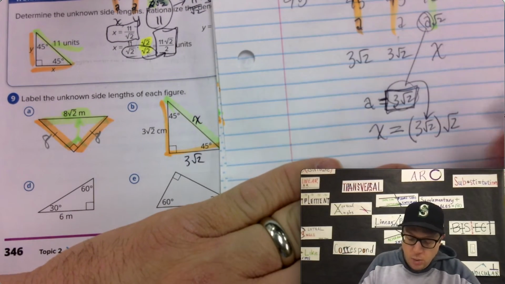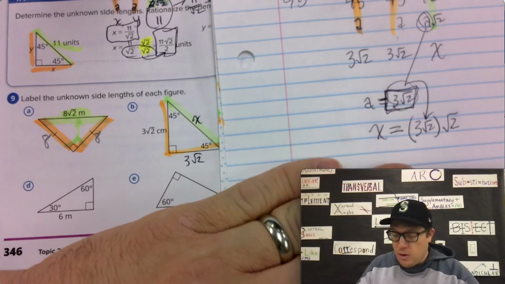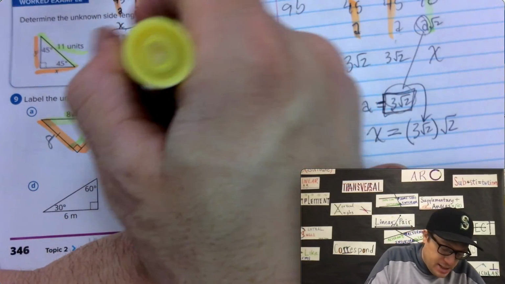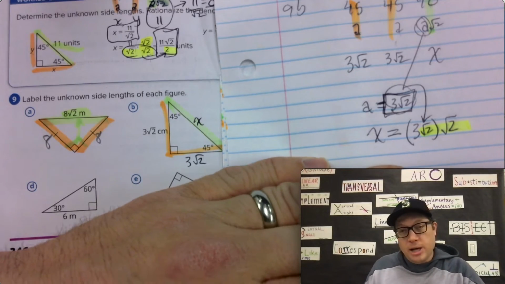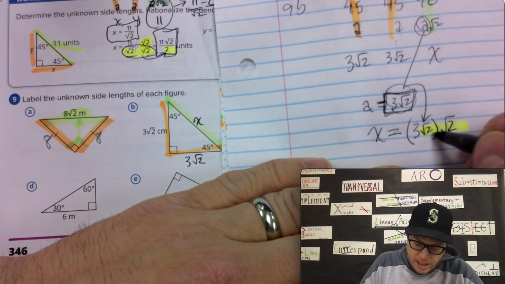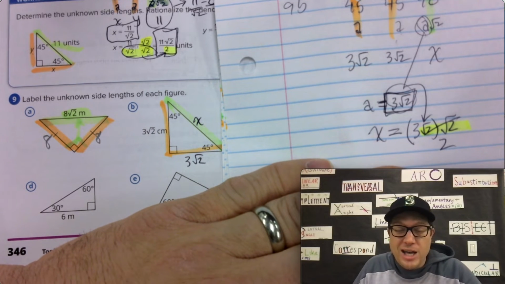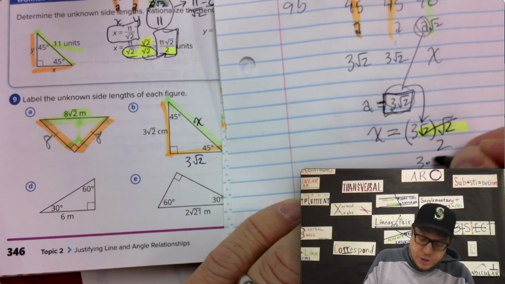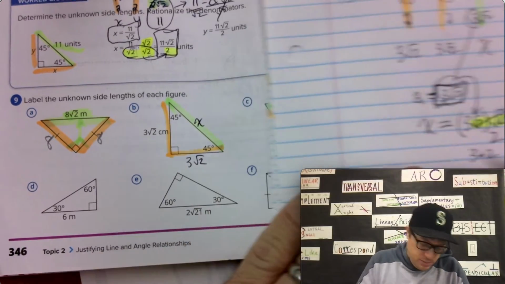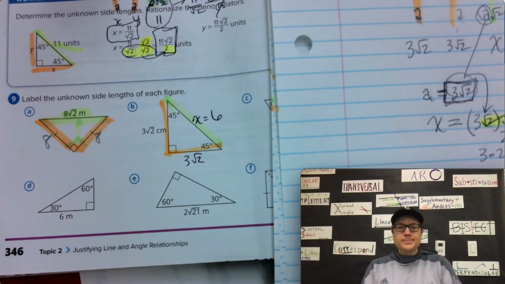Remember what I said. What's the square root of 2 times itself? We've done this with all of our rationalizing the denominator problems. When you rationalize the denominator, you multiply the square root times itself. That becomes the number that's inside. In other words, x is actually 3 times 2. 3 times 2, 6.